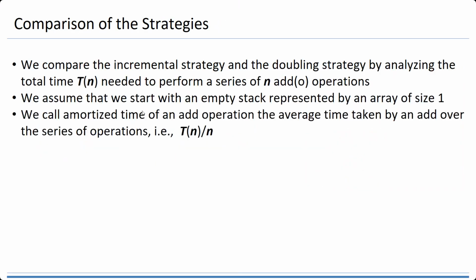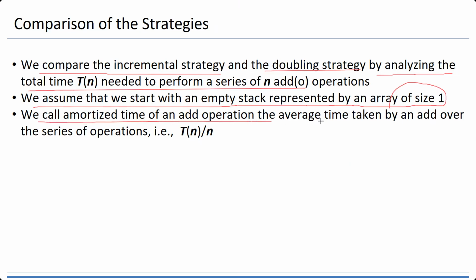So we need to check the strategy, whether it is incremental or doubling. We need to compare the incremental strategy and the doubling strategy by analyzing the total time, or T(n), needed to perform a series of n add operations. We assume that we start with an empty stack represented by an array of size 1. We call the amortized time of an add operation the average time taken by an add over the series of operations. So the total time will be divided by n, or how many data we are going to add.